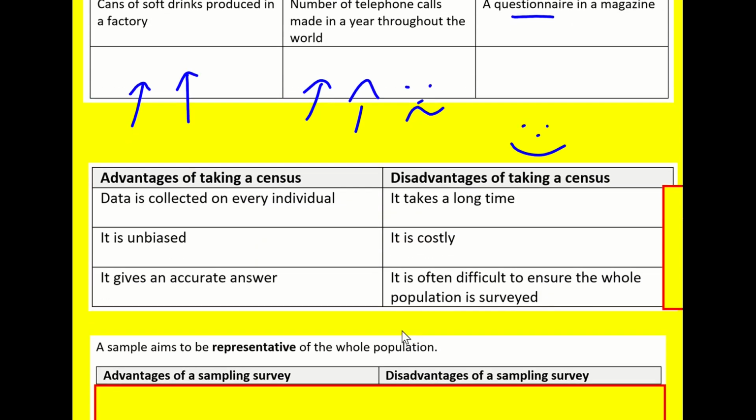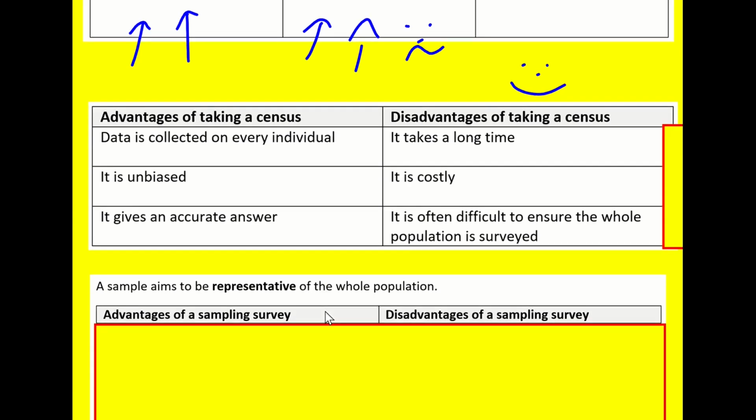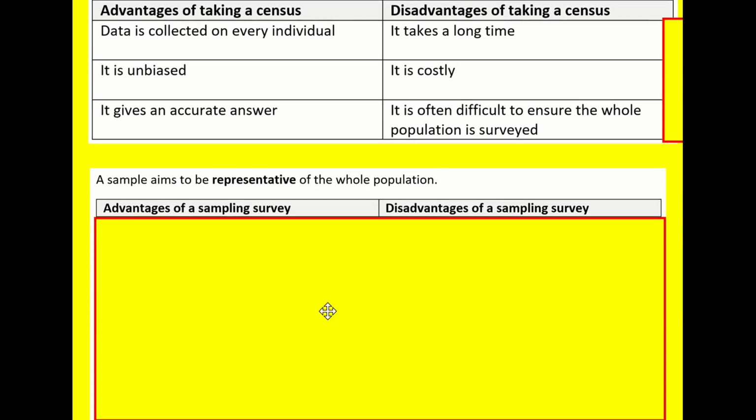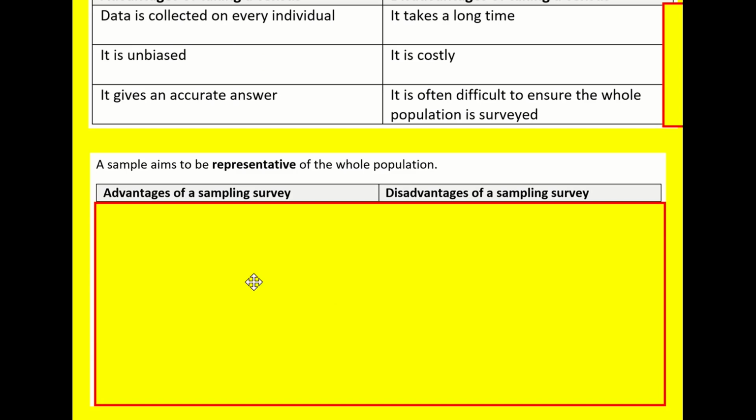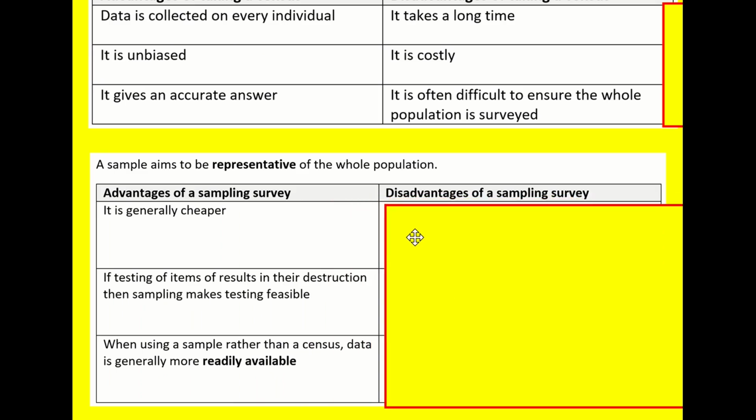Okay, a sample then aims to be representative of the whole population. You're not asking everyone, but you want to have everyone's views. So, the advantages and disadvantages. Off you go, have a think about this. Okay, advantages. Well, it's generally going to be cheaper if you're only asking some people rather than everyone.